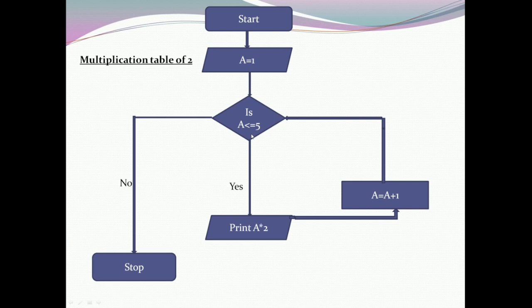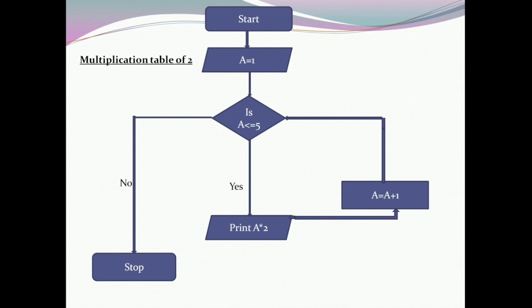Again we are going to check the condition, is A less than or equal to 5. Now the value of A is 6. 6 less than 5 is a false statement. 6 is not less than 5. So it will go to No, and we will stop the flowchart. Now we have printed a multiplication table of 2, like 2, 4, 6, 8 and 10.